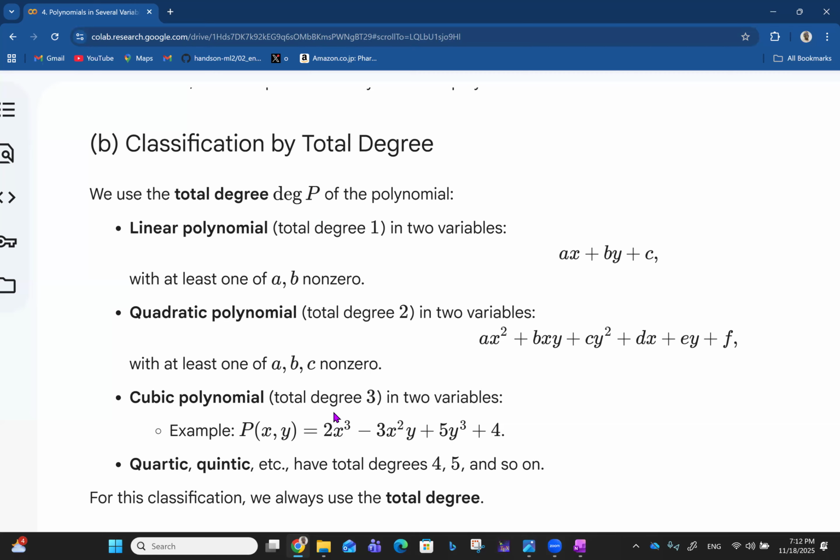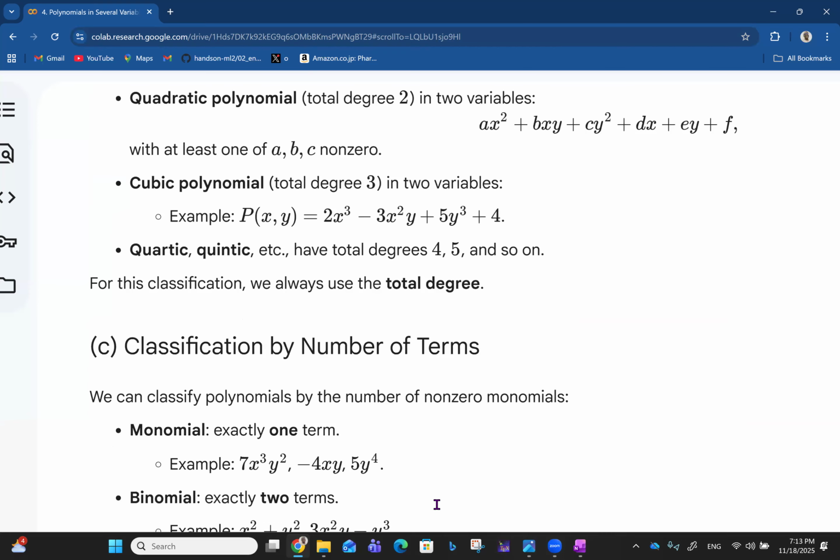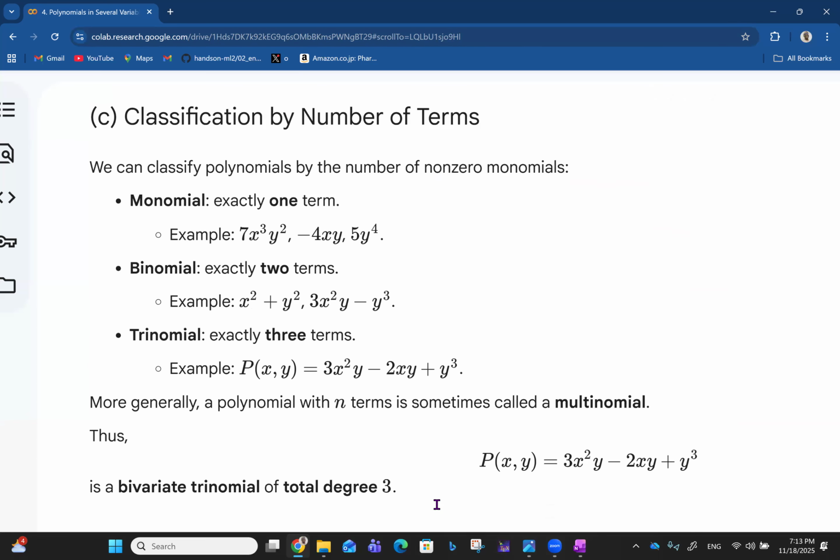For a cubic polynomial, you have total degree 3 in 2 variables. For example, p of x comma y equals 2x cubed minus 3x squared y plus 5y cubed plus 4. Here the degree is 3. Here the degree is also 3, that's 2 plus 1. Here the degree is also 3. Here the degree is 0. But the highest is 3, so this is a cubic polynomial. Then quartic and quintic have total degrees 4, 5, and so on. For this classification, we always use the total degree. You have to add the degrees on x and on y to decide the degree of the polynomial.